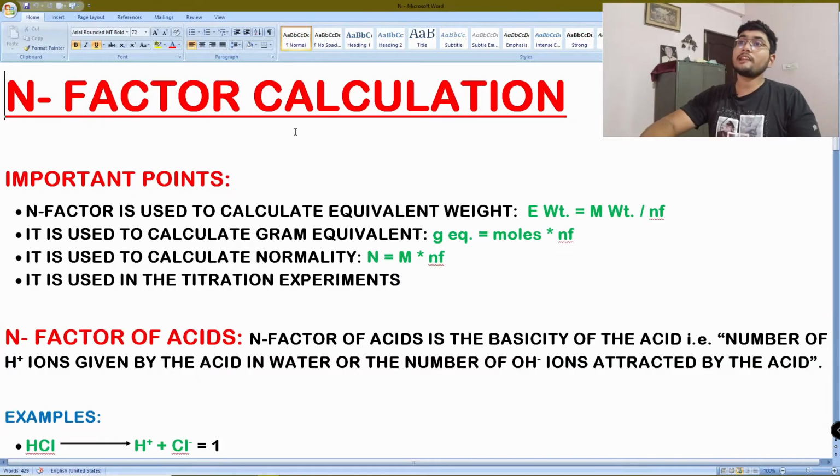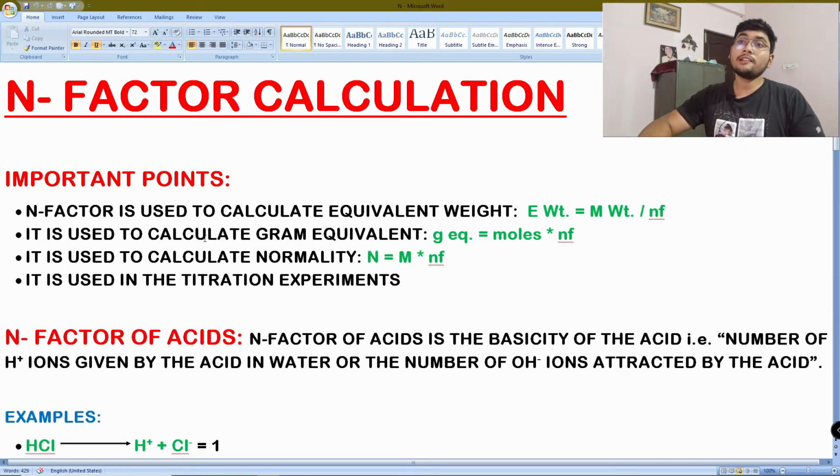So now let's start. As you can see, the heading is n factor calculation. First of all, I'm going to discuss some important points about n factor, basically why we need to study n factor. The first point is that n factor is used to calculate the equivalent weight. As I told you in the beginning, n factor is used in the equivalent concepts. The formula of equivalent weight is molecular weight divided by n factor. So if you don't know the n factor, you will not be able to calculate equivalent weight.